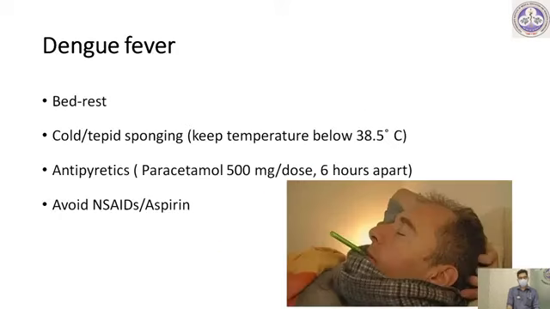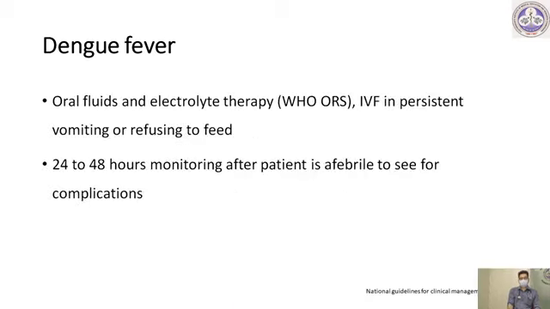Dengue fever without any warning signs can be treated by bed rest and cold tepid sponging, and the target temperature to be maintained is below 38.5 degrees Celsius. Antipyretics: paracetamol is the best antipyretic to use, at 500 milligrams per dose, and can be given 6 hours apart. However, NSAIDs and aspirin are to be avoided. Oral fluids and electrolyte therapy with WHO ORS can be given. However, in cases of persistent vomiting or if the patient is refusing to feed, intravenous fluids need to be initiated. 24 to 48 hours of monitoring after the patient is afebrile is required to watch for complications.